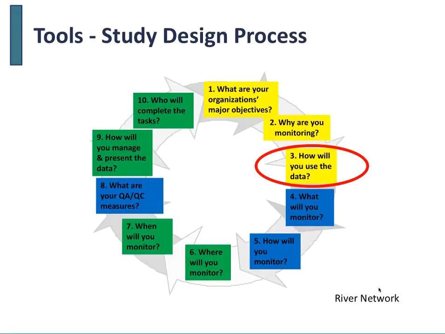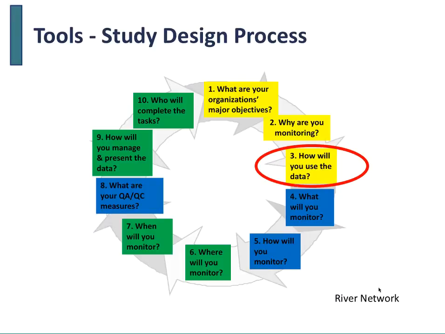So when you think about tools like the study design process, there are some really key ways in which the service provider collaborates with the community partner. In looking at this study design wheel and these 10 steps, I have it color-coded. The first 3 steps in yellow are really answers that the community organization needs to define, especially why they are monitoring and how they intend to use the data.